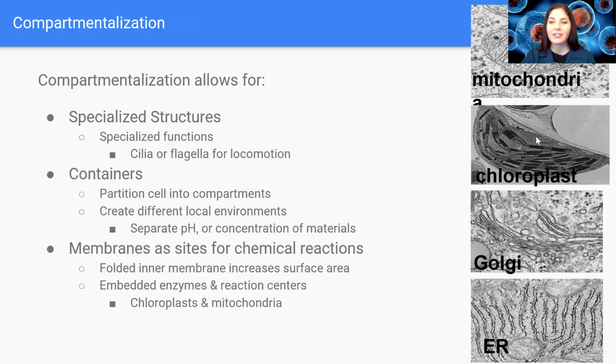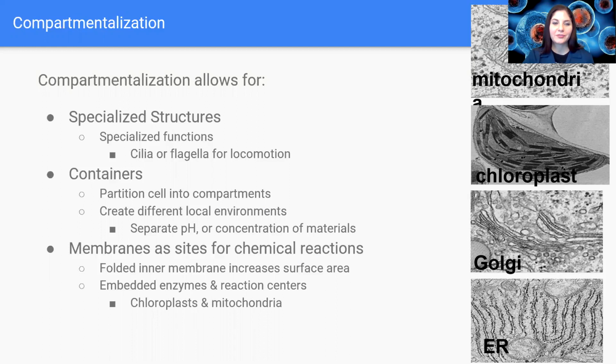So compartmentalization allows for several different things to occur. So first of all, compartmentalization allows for specialized structures, such as cilia and flagella that help cells to move. So think about sperm cells, they have to swim and find an egg to fertilize. It also allows for containers, so meaning that we can actually partition off different sections of the cell. And this allows for different portions of the cell to even have different little microclimates, which is really cool. So there are different areas in the cells that have different pHs or different concentrations of ions and solutes.